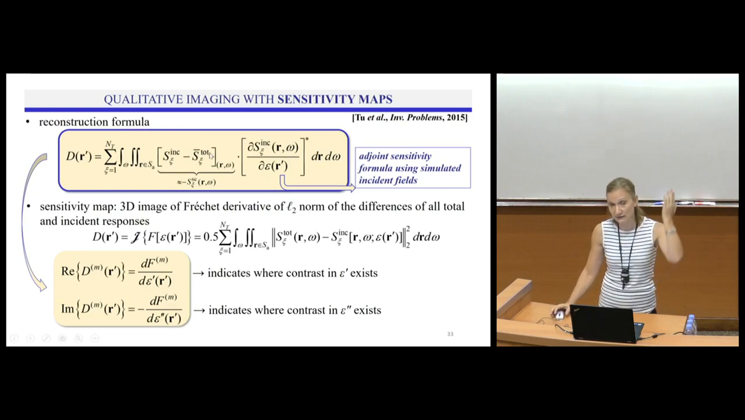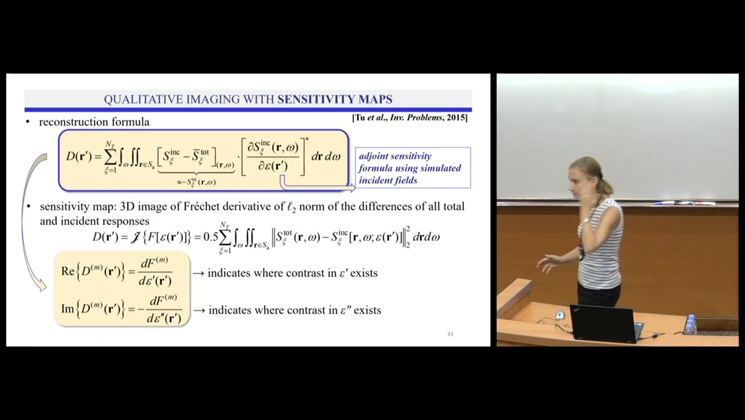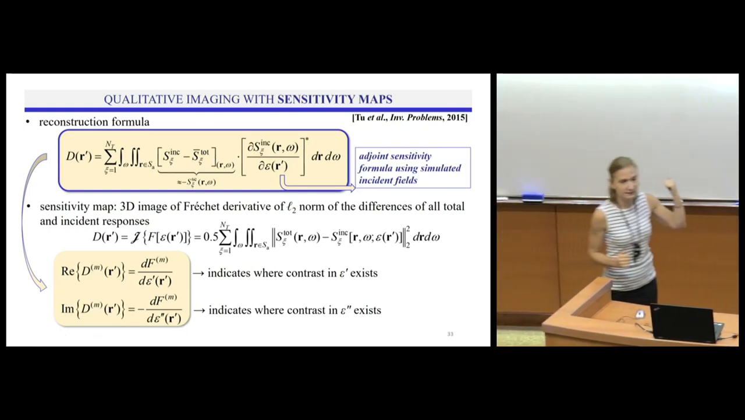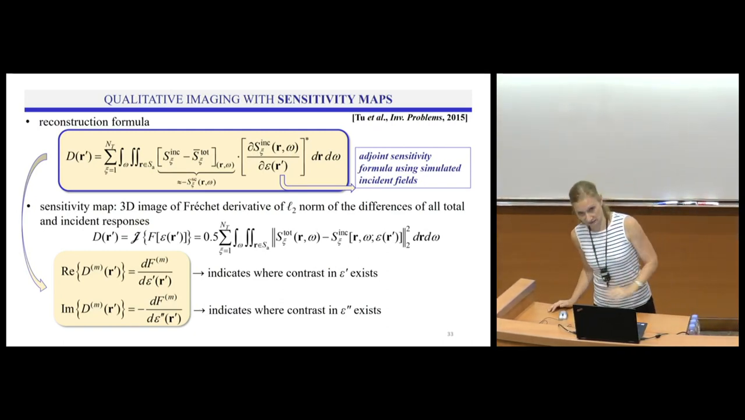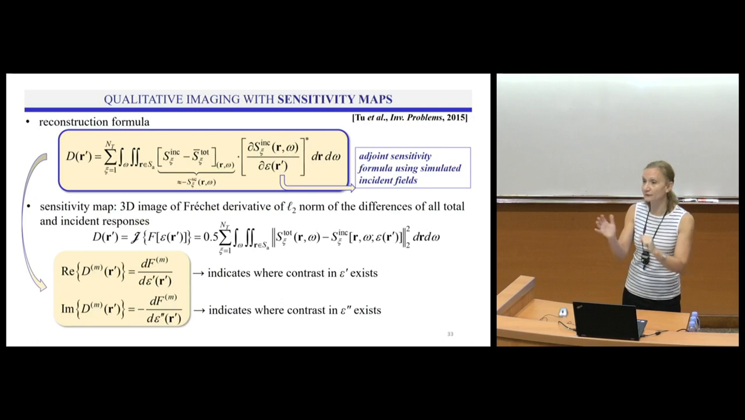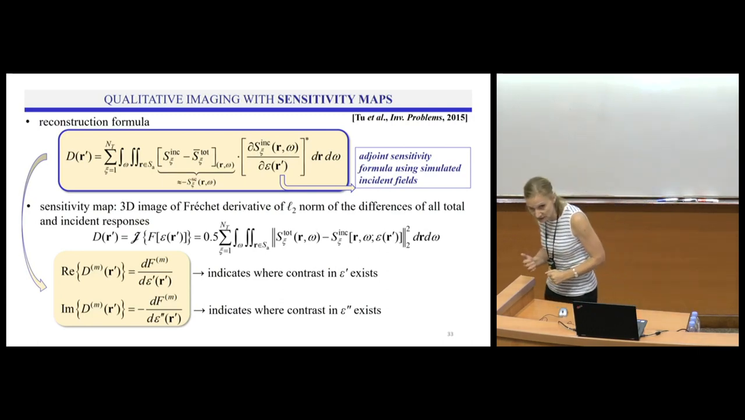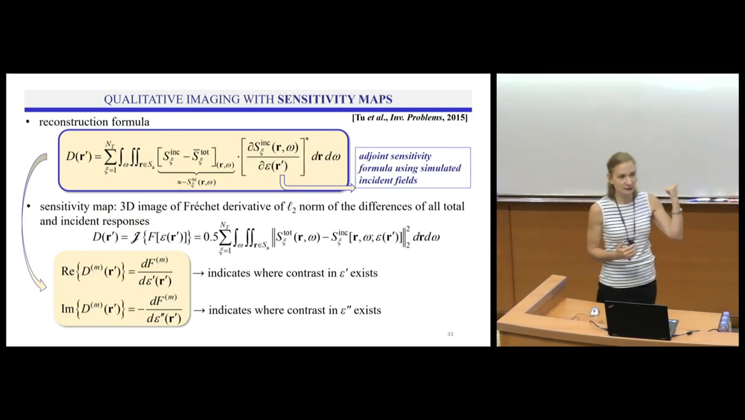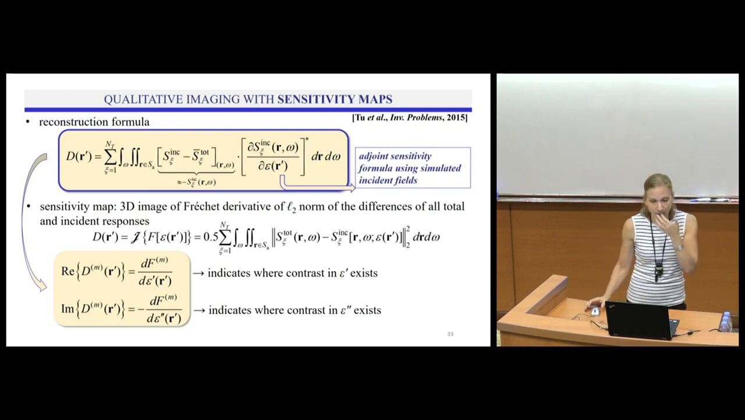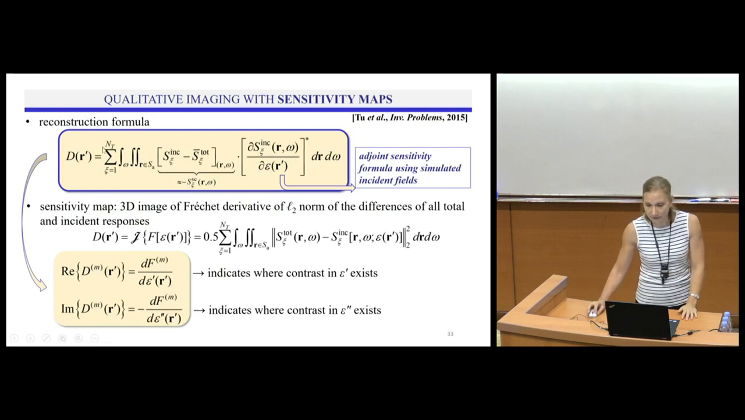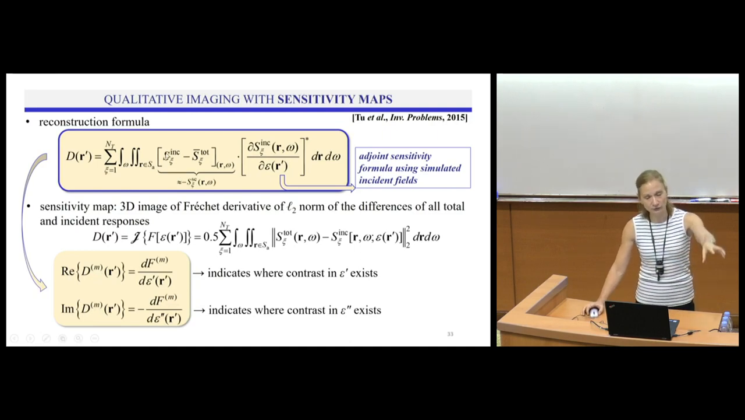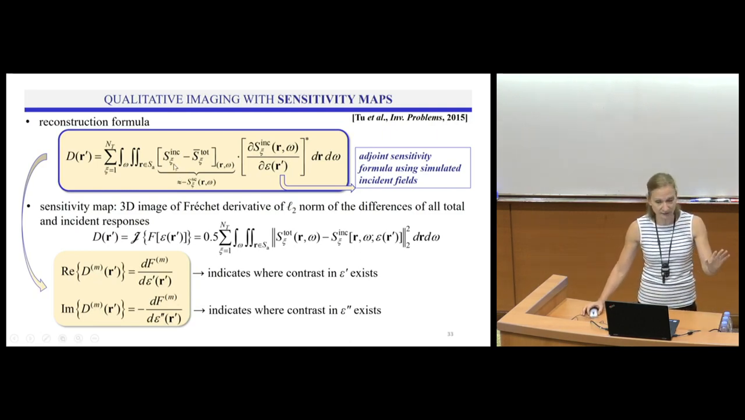What I mean is that these qualitative imaging methods, such as radar imaging and sensitivity maps, the correlation methods, are even faster than holography. While holography requires 2 to 3 to 4 seconds to produce an image, this is done in milliseconds. So what is the principle? There is a reconstruction formula for the sensitivity map that my team proposed some time ago, and I'm not going into the derivation of it. I'm giving the final result.